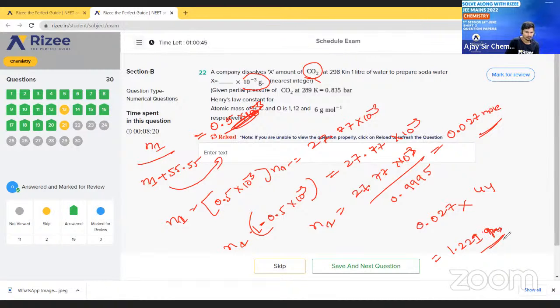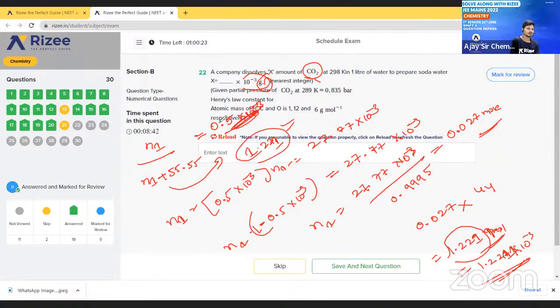Sorry, I think we will get moles. If we want to get in grams, we just have to multiply with 10 to the power of 3. So this is the correct option, right? 1.221 is the correct option. If you get 1.223 or 224, the nearest value, no problem, they'll give the answers.